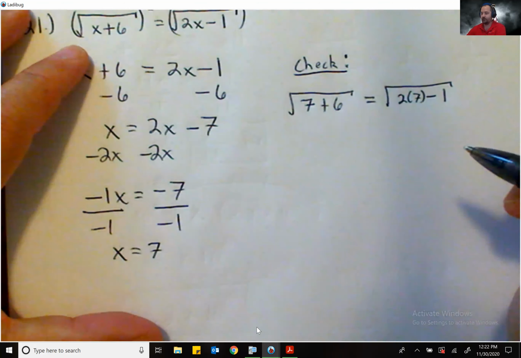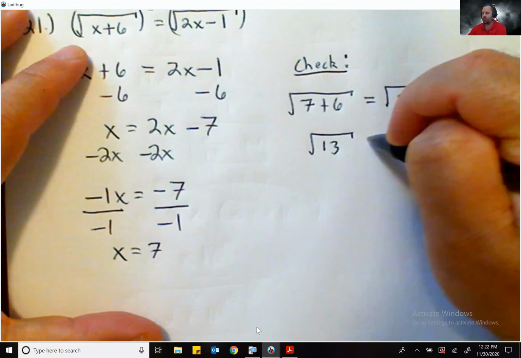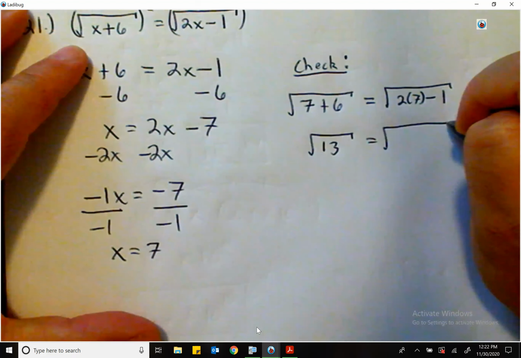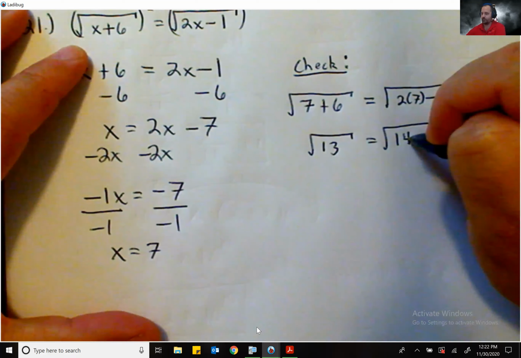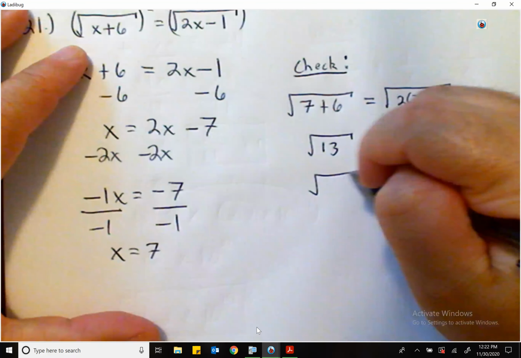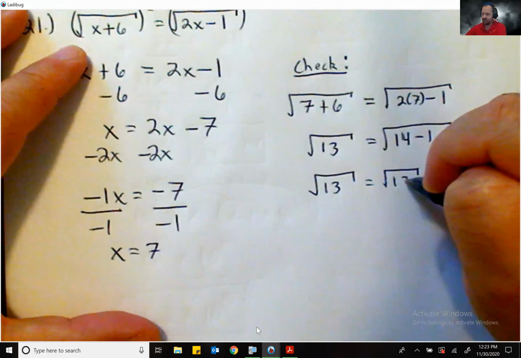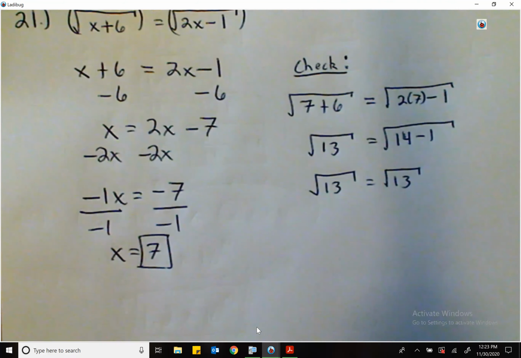Say it again. 13. You got it. So this is the square root of 13. What is 2 times 7? 14. And 14 minus 1? 13. So it does check out. So this answer is A-OK. Rationals and radicals, you need to check those answers.